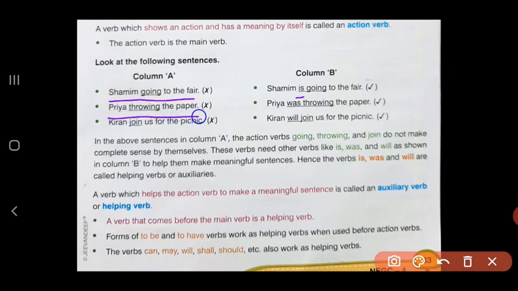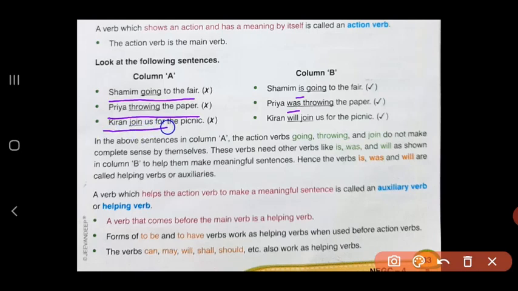Priya throwing the paper. Again, this is a wrong sentence. But when I add was, Priya was throwing the paper, this shows that the action was happening in the past and makes the sentence complete.